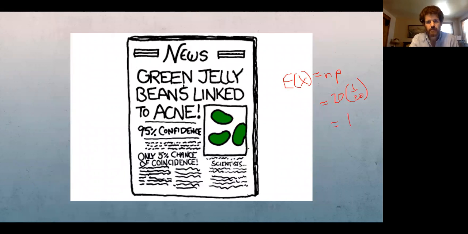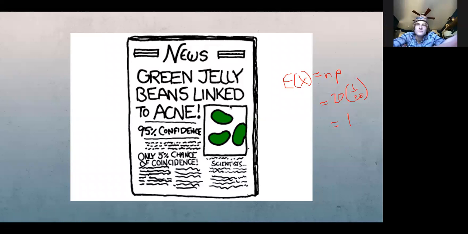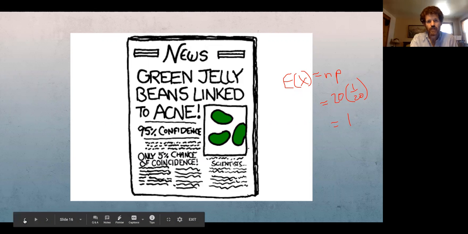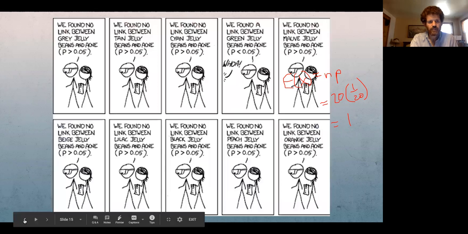Does this actually mean that green jelly beans are linked to acne in reality? I would guess. No. Okay, no. I would guess that there's really not a link, but this is kind of the shotgun approach to research. You just test a bunch of things until you find something that's statistically significant. And that's the danger of this.